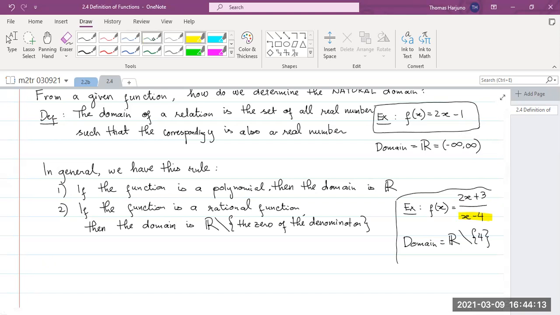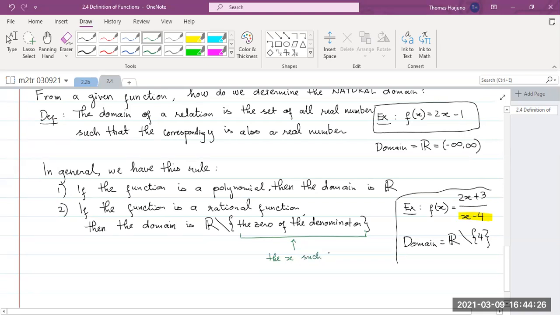Maybe I explained that a little bit here. The zero of the denominator is the value of x such that the denominator becomes equal to 0.